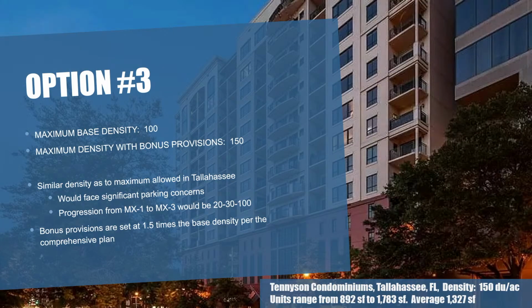And then the third option that we also presented, which is the highest option that we put in here, was option 3, with a max base density of 100 dwelling units per acre and a max with bonus provisions of 150. This is an example here from Tallahassee that is at 150 dwelling units per acre.